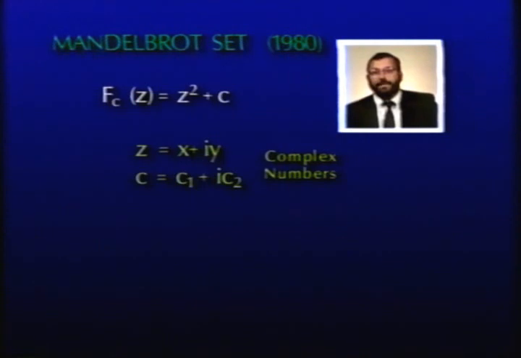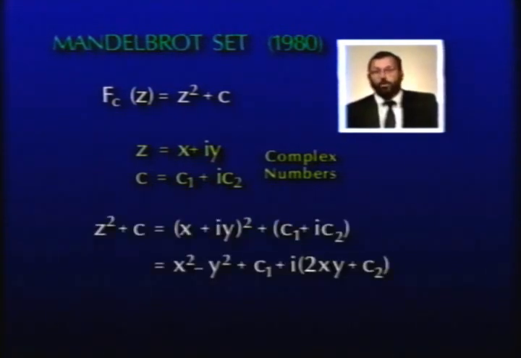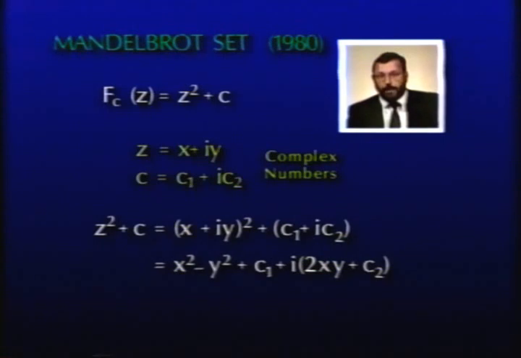We'll write z as the complex number x plus iy, and c as the complex number c1 plus i c2. That is, c1 is the real part of c, and c2 is the imaginary part of c. So computing the orbits of z squared plus c basically means squaring the complex number x plus iy, then adding the complex number c1 plus i c2 to it, as I've done here.